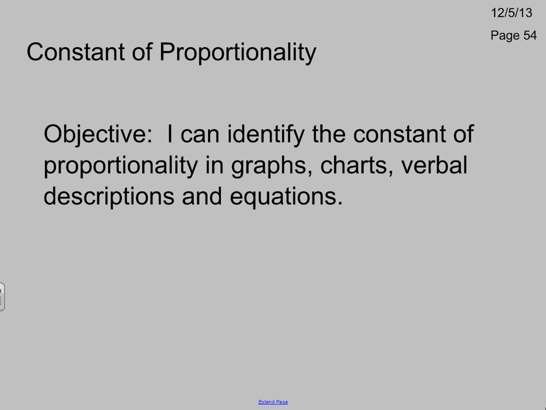Hello, ladies and gentlemen. Today our topic is constant of proportionality, and our objective is that you will be able to identify the constant of proportionality in 4 different ways: graphs, charts, verbal descriptions, and equations. You should be on page 54.